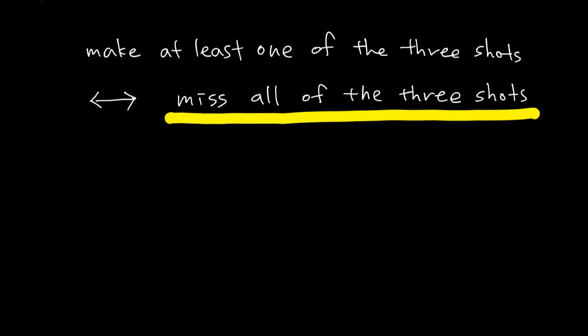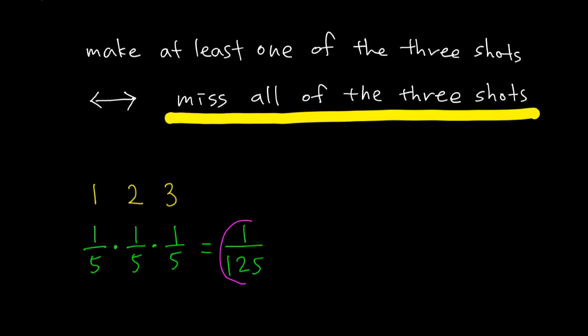Since we have to miss the first one and miss the second one and miss the third one, we have to multiply the probability 1/5, which is the probability of missing the shot, by 1/5 and another 1/5, which gives you 1/125 as the result. Now we have to just exclude this possibility from all of the possibilities that can happen, which is 1. So subtract 1 out of 125 from that.